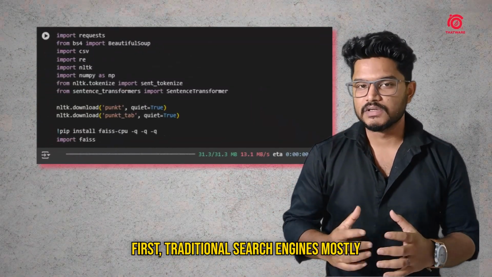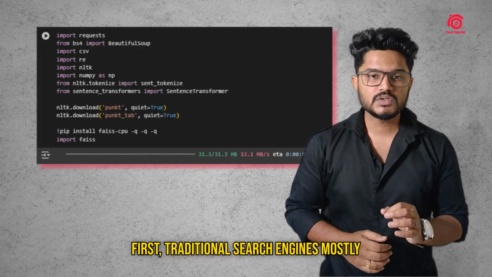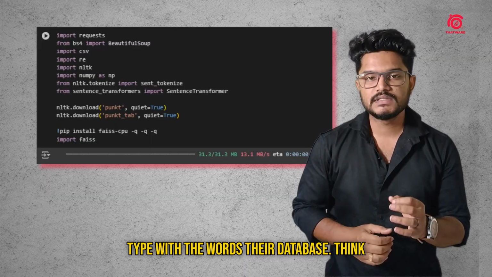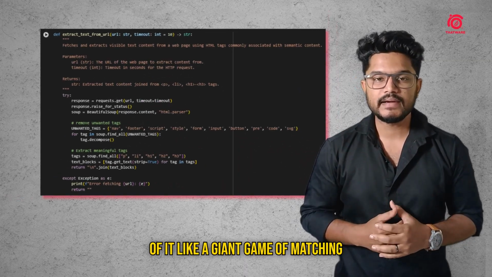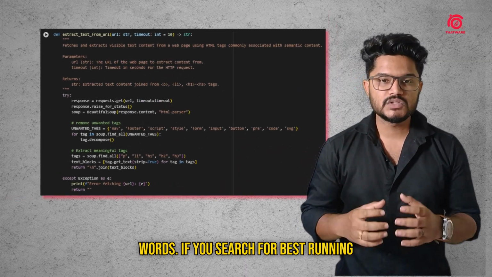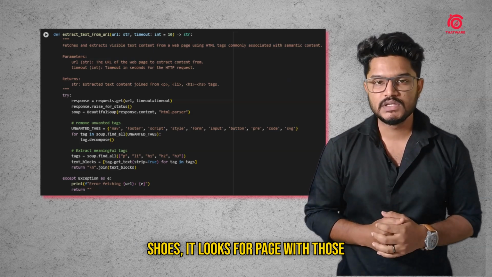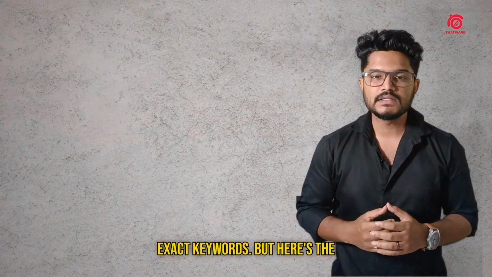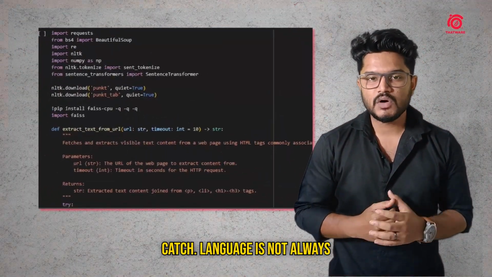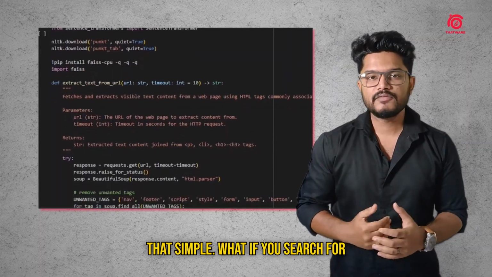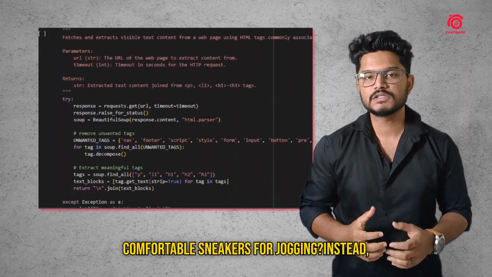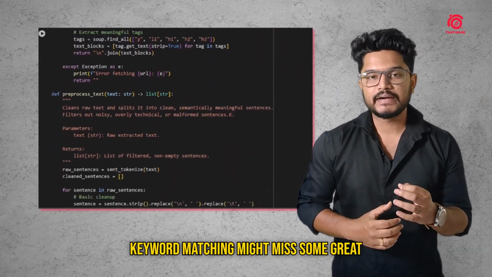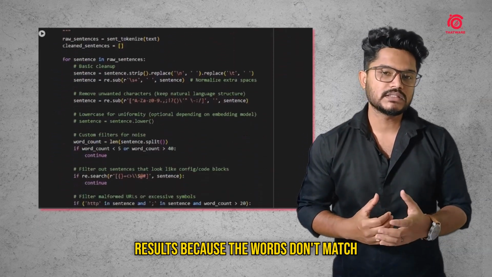Okay, first things first. Traditional search engines mostly work by matching the exact keywords you type with the words in their database. Think of it like a giant game of matching words. If you search for best running shoes, it looks for a page with those exact keywords. But here's the catch: language is not always that simple. What if you search for comfortable sneakers for jogging instead? Keyword matching might miss some great results because the words don't match exactly.